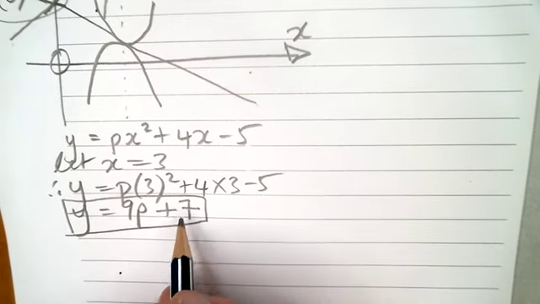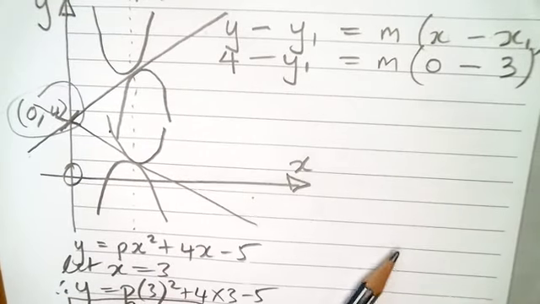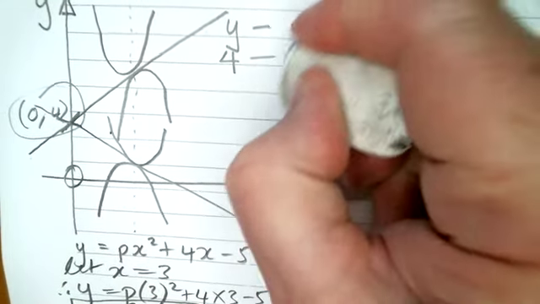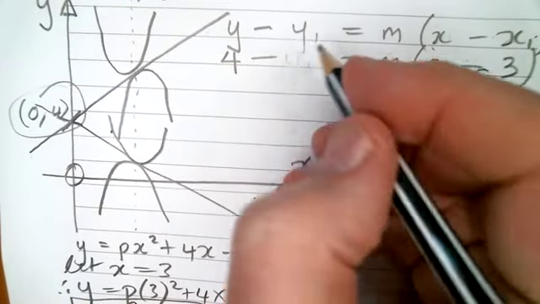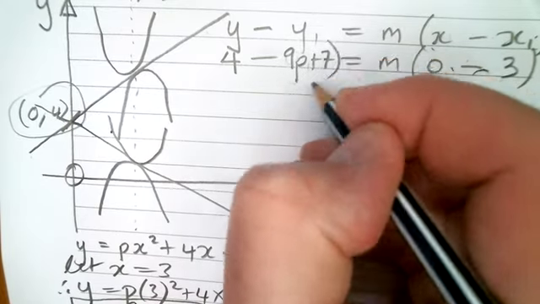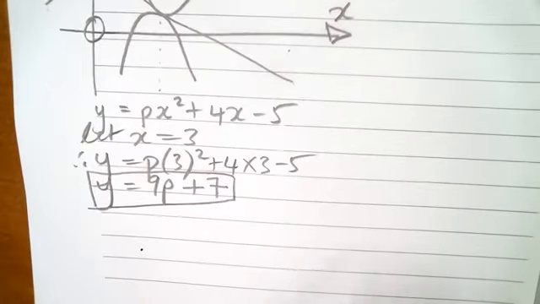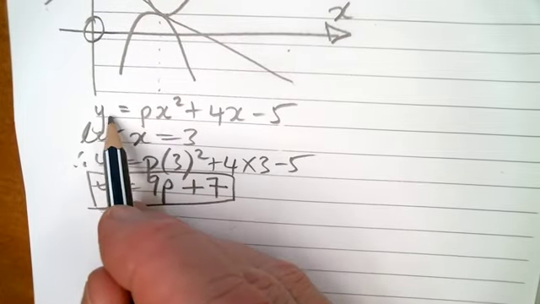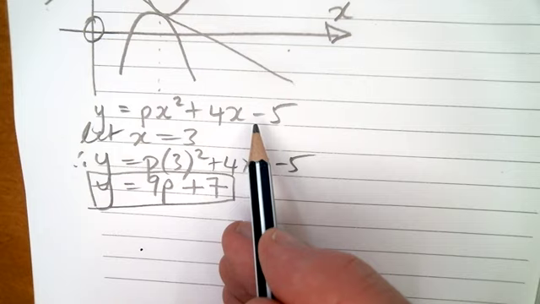Y is 9p plus 7. Well, let's actually write this in here. So rather than a y1 there, let's go ahead and write in that space, here it is, 9p plus 7. I'll pop it in brackets as well. Now we just need one for m, but we can find m because we've got an equation here. We're just going to differentiate this, and we're going to end up with a value for m.